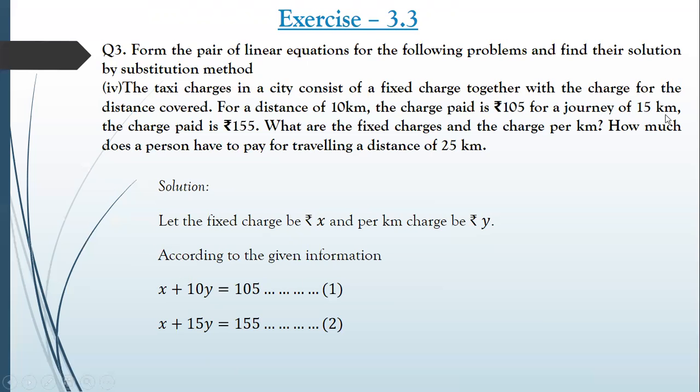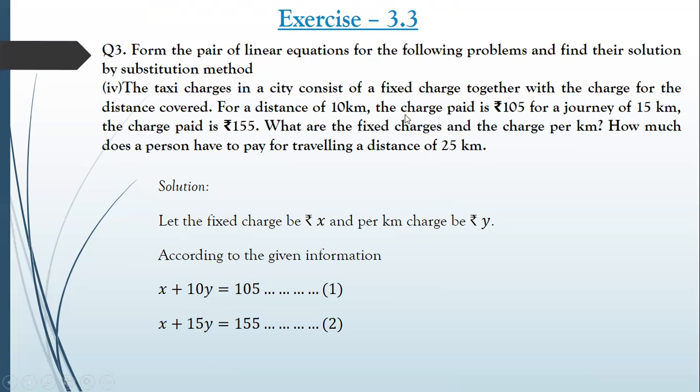For a journey of 15 kilometers, the charge paid is 155. What are the fixed charges and the charge per kilometer? How much does a person have to pay for traveling a distance of 25 kilometers? So let us take the fixed charge to be X and the per kilometer charge to be Y.